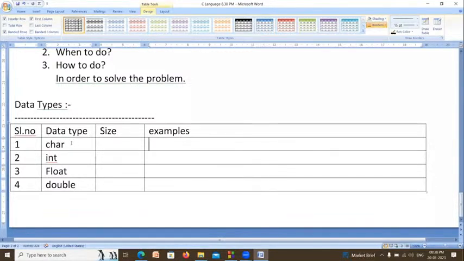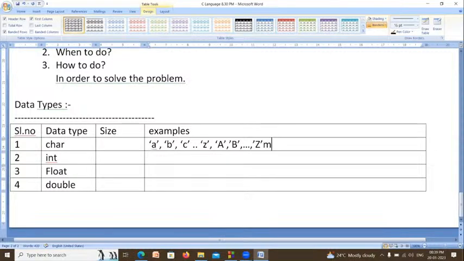Right. Now, what is the meaning of character? Character means alphabets. Small a is a character. Small b is a character. Small c is a character. And so on. Last one is Z. Z is a character. Small a to small z, as well as capital A, capital B, and so on, capital Z. These are the characters.